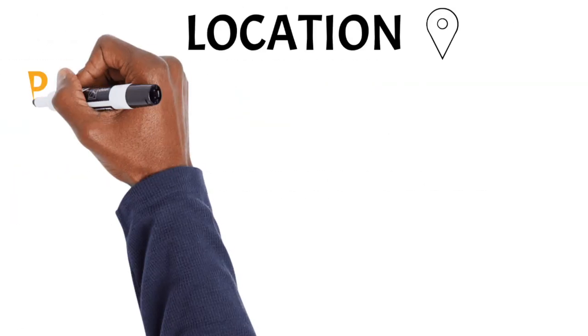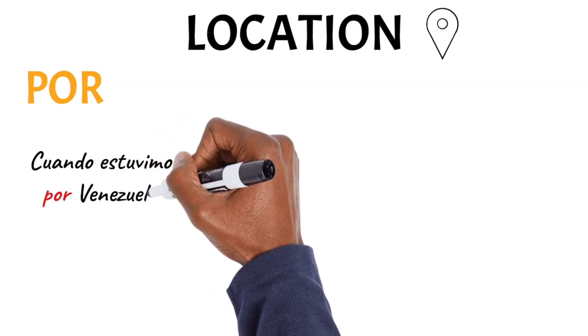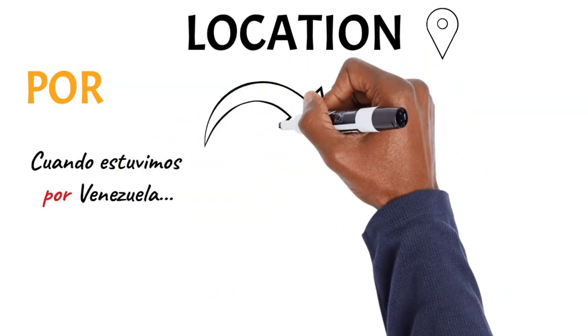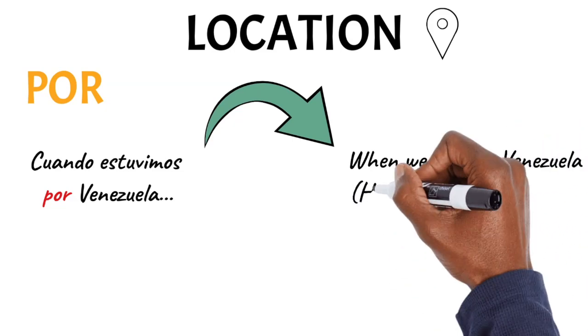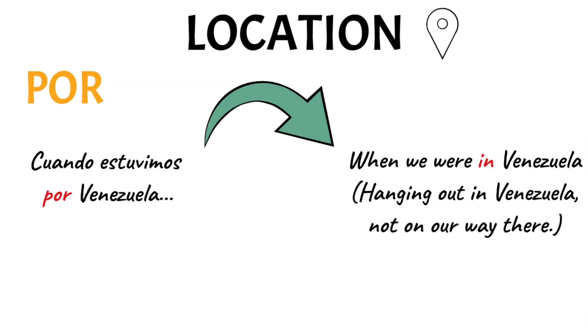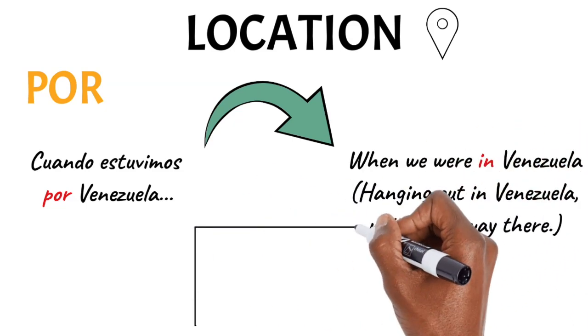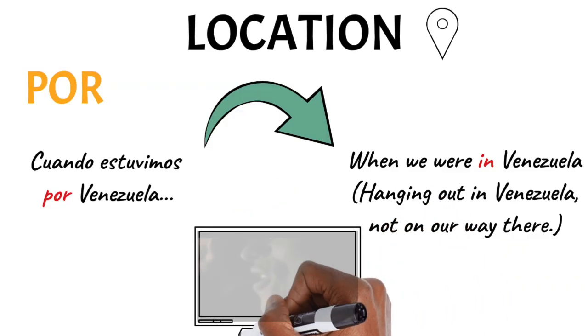But if someone is in a location, walking around and through it, we use por. Por ejemplo, cuando estuvimos por Venezuela? When we were in Venezuela. Like hanging out there, not on our way to that destination. Like in this song by Carlos Baute and Marta Sanchez.